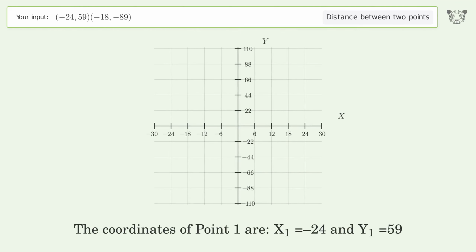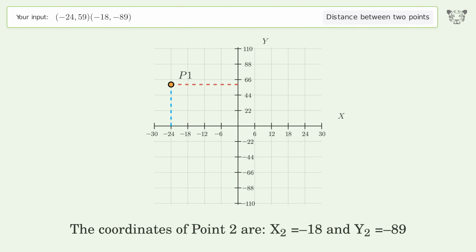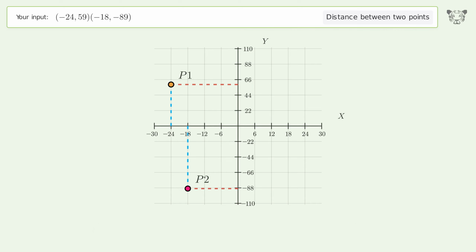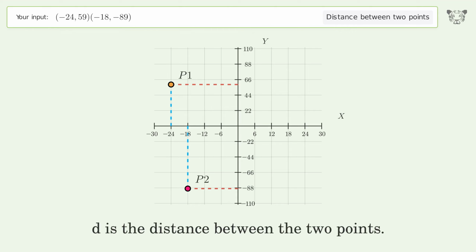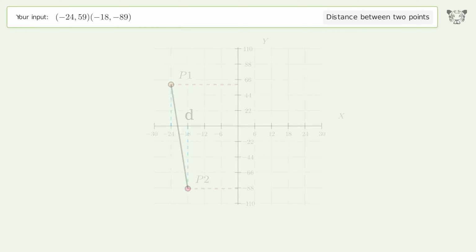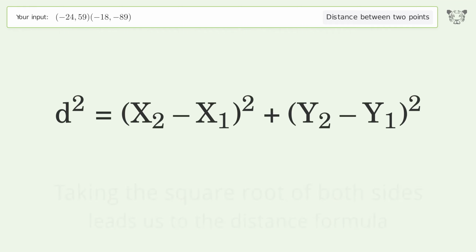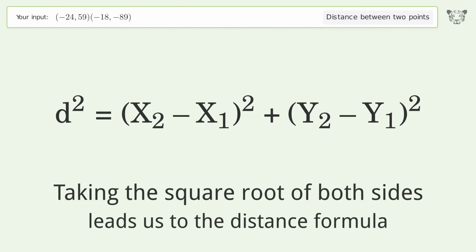The coordinates of point 1 are x1 equals -24 and y1 equals 59. The coordinates of point 2 are x2 equals -18 and y2 equals -89. D is the distance between the 2 points. The Pythagorean theorem tells us that taking the square root of both sides leads us to the distance formula.